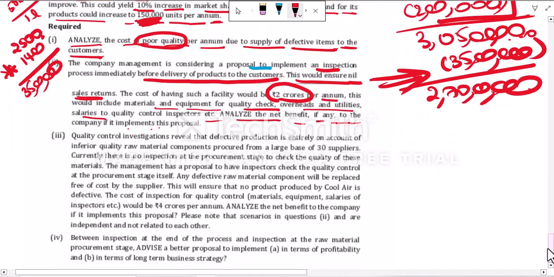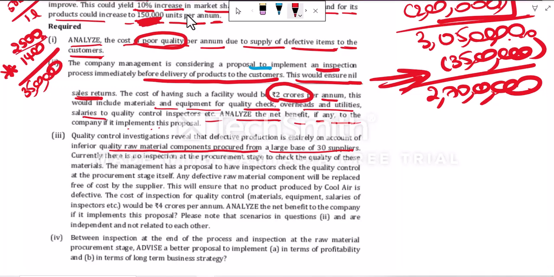Next, quality control investigations reveal that defective production is entirely on account of inferior quality raw material components procured from a large base of 30 suppliers. Okay, why were they producing these defective products, 2500, 5000, all that? Because they were getting some inferior quality, poor quality raw material. Currently there is no inspection at the procurement stage to check the quality of these materials.